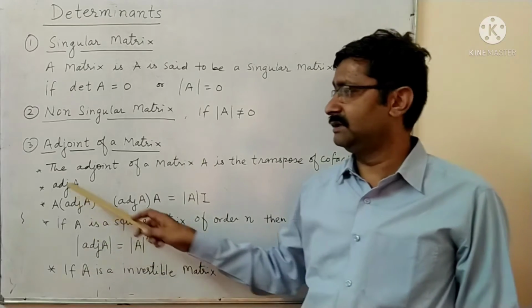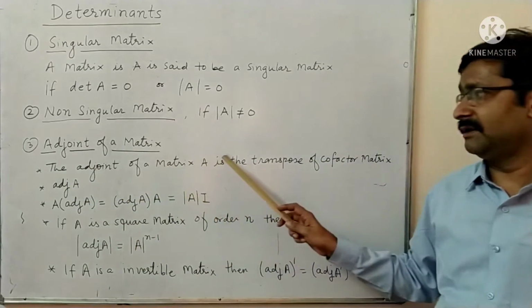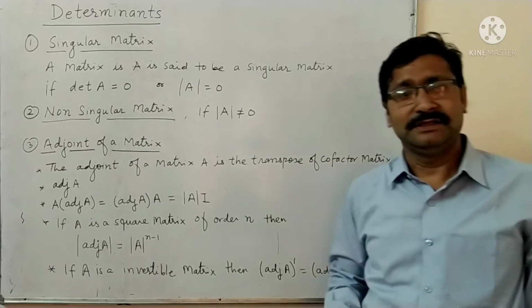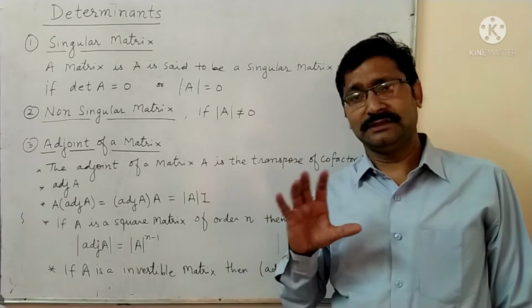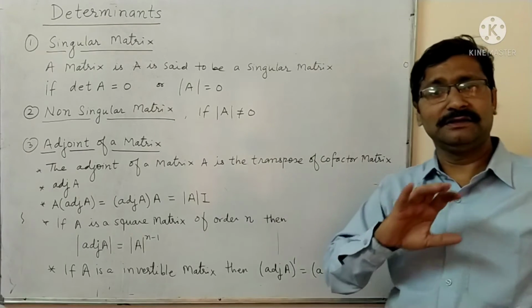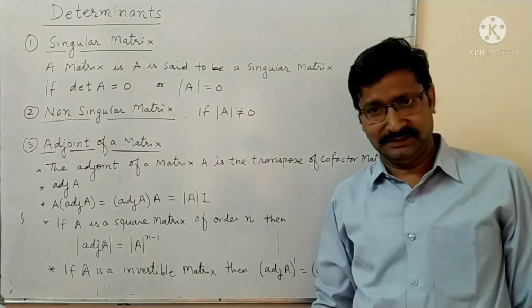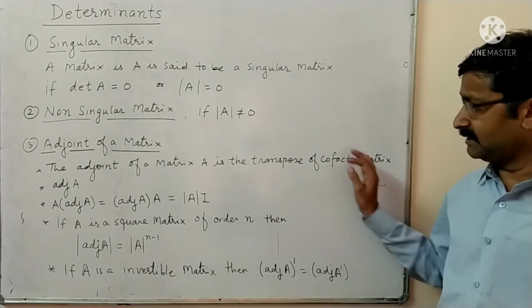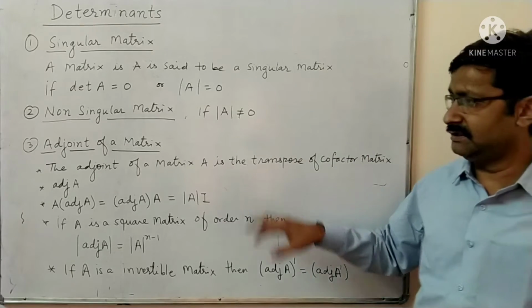Adjoint, how can we find it? Look here, the adjoint of a matrix A is the transpose of the cofactor matrix. Yesterday we did the cofactor matrix. Cofactor matrix, how do we find it? We find the cofactor of all the elements, and then this is called a cofactor matrix, and for the cofactor matrix we take the transpose. This is called the adjoint.